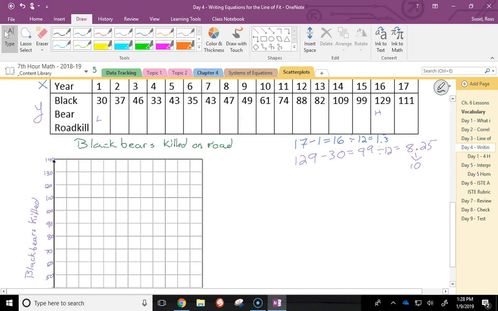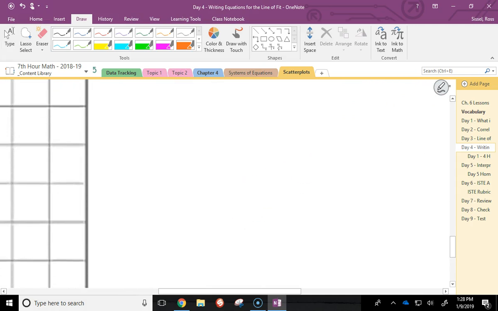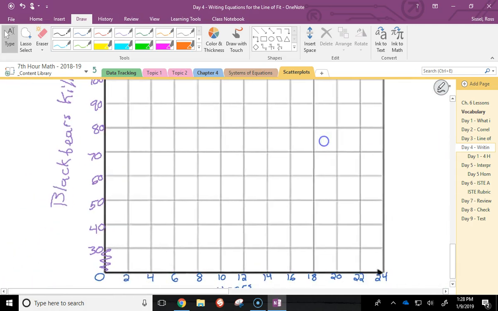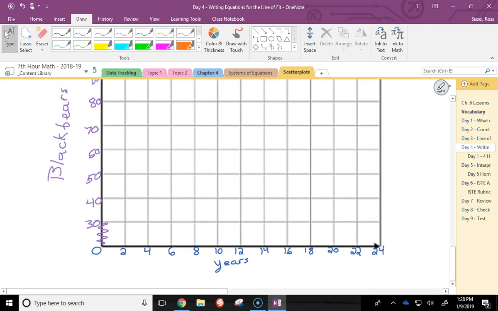Remember, here's our points, X and Y. X was 1, Y was 30. I'm zoomed way too far. X is 1, Y was 30. I'm going to make these green. So I put my dot there. I'm going to pause my video and plot all my points. You do the same, and then you can look at mine.